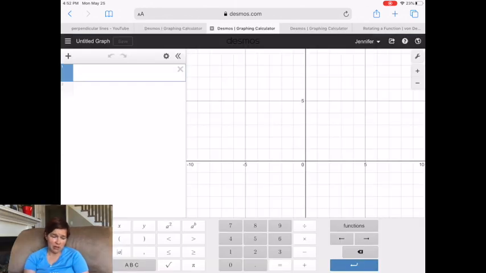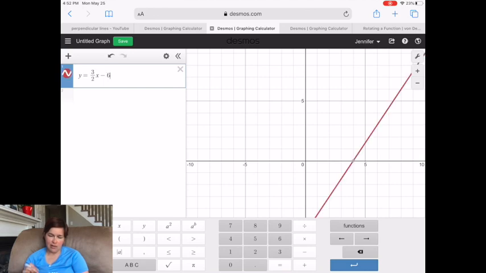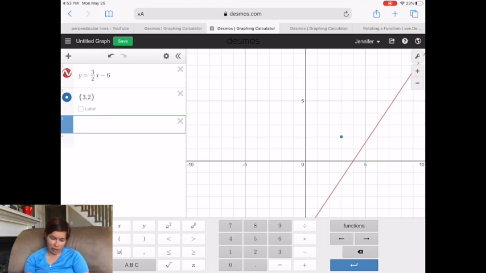What I'm going to do once I'm here is put all the key information from the question. So the key information from the question was y equals 3 over 2 x minus 6. So that was my original equation. Also in the question, we were given a point, 3, 2. So we said it had to be perpendicular to the red line, had to go through the blue point. And what we came up with was y equals negative 2 divided by 3 x.